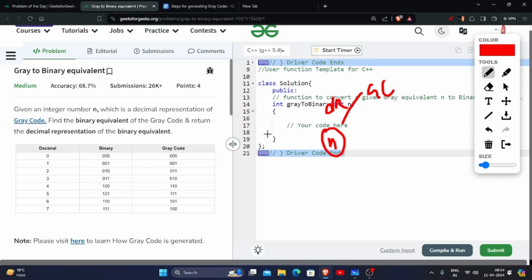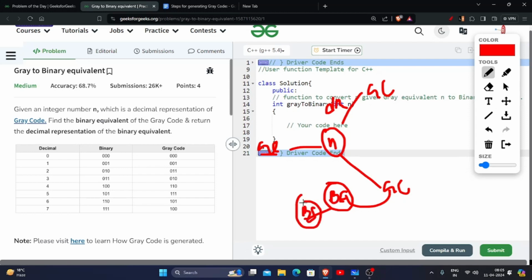That means this number is actually a gray code of some other number. Now find the binary equivalent of the gray code. So we will find the binary equivalent of this gray code and return the decimal representation of the binary equivalent. This should be a binary sequence, and we need to give the decimal representation of this number. I know I have made it a bit complex.